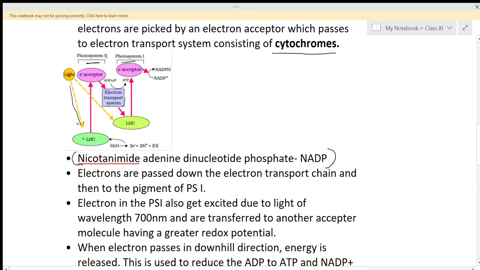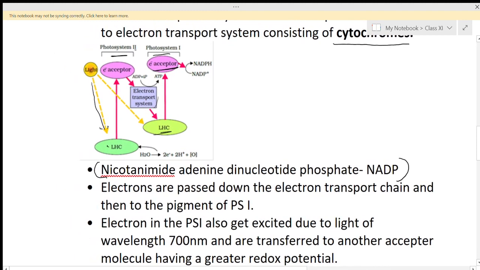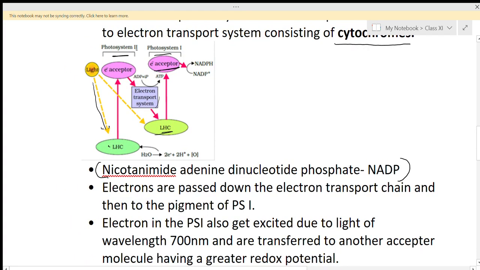Now I was explaining this electron transport system. The electrons are passed down the electron transport chain and then to the pigment of PS1. Now these electrons are transported to another light harvesting complex, that is photosystem 1. From photosystem 1, the electrons are accepted by the electron acceptor.